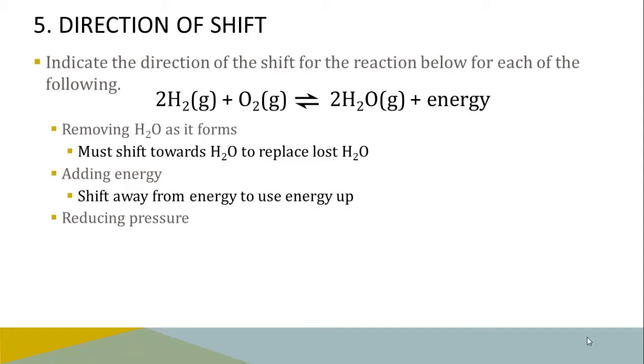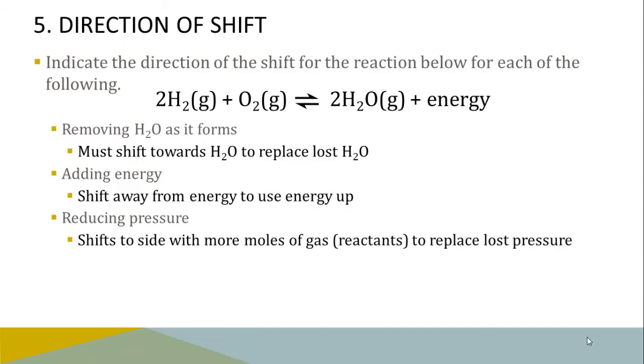So pressure only matters whenever we're talking about gases. And here we've got hydrogen, a gas, and oxygen, a gas, reacting to make water vapor, also a gas. So whenever we reduce the pressure, the system is going to try to respond in a way that's going to bring the pressure back up. So it does that by shifting to the side with more moles of gas. If you have more moles of gas, there'll be more gas pressure. So we're going to shift towards the reactants because that side has 3 moles of gas, 2 moles of hydrogen, 1 of oxygen, and the product side only has 2 moles. So we need to shift towards reactants because there's more moles of gas there.